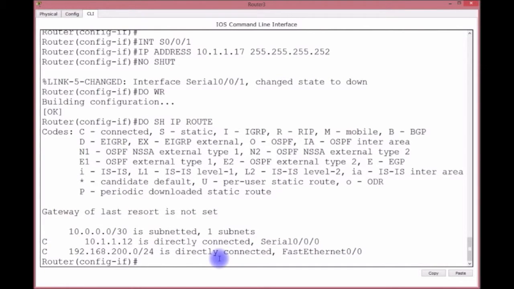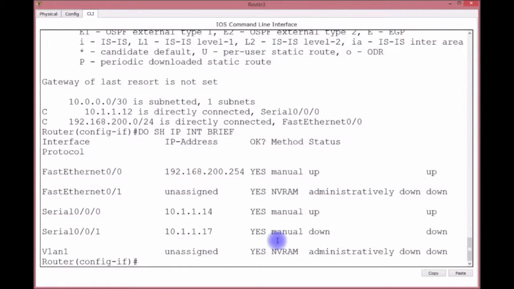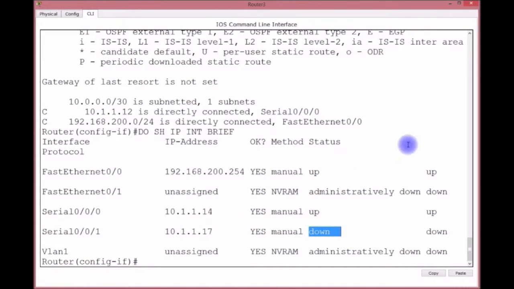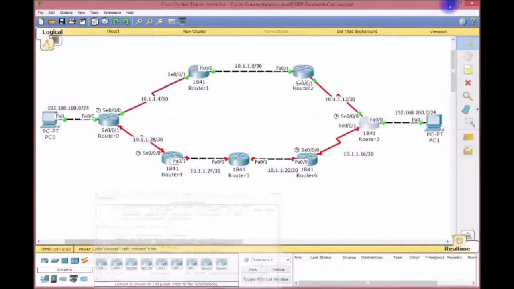We're connected to the 12 network, which is above us. We're connected to the 200, which is below us as far as the LAN, to the right. And even though we do a do show IP int brief, we can't get to the other side just yet because it's down. We unconfigured the other router, so let's go ahead and do that.